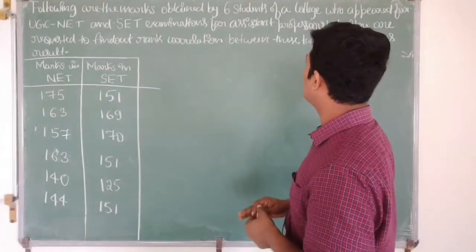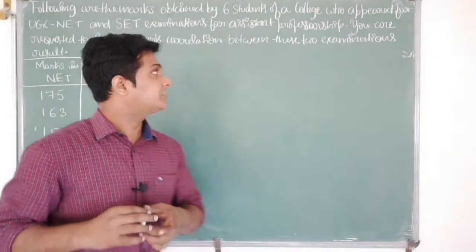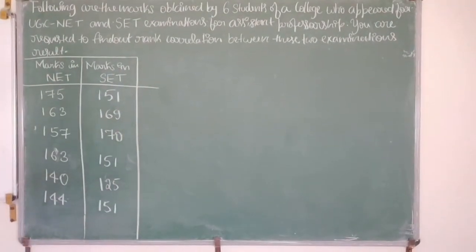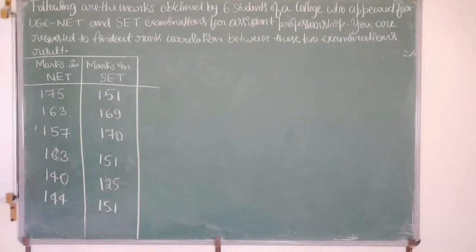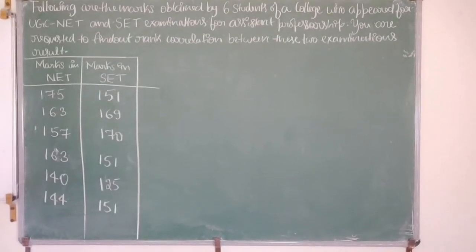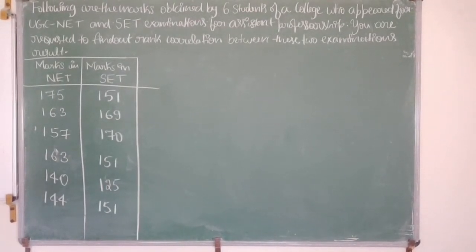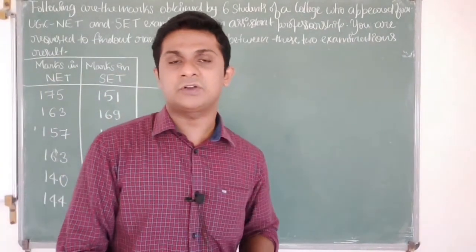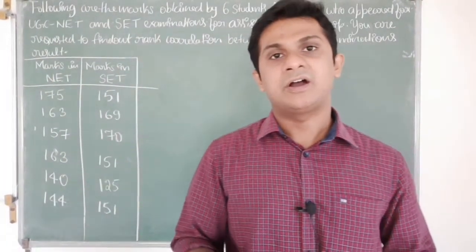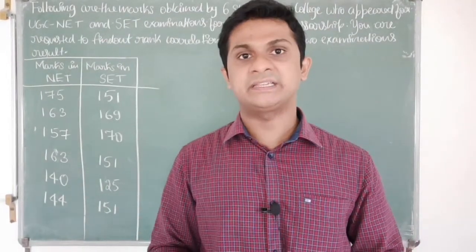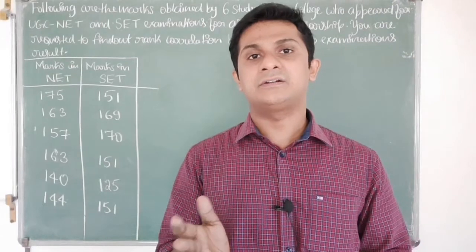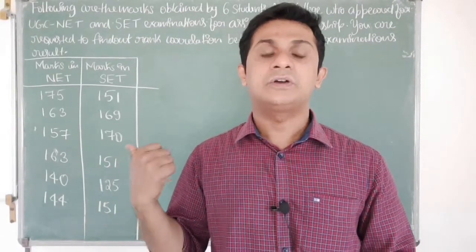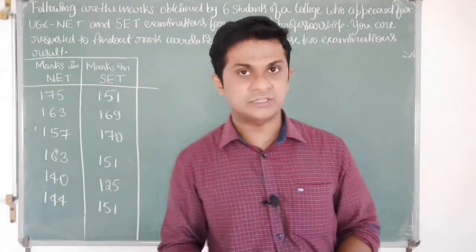Following are the marks obtained by 6 students of a college who appeared for UGC NET and state entrance test, that is SET examination for assistant professorship. You are requested to find out rank correlation between these two examinations result. So 6 students of a college have appeared for UGC NET and state SET examination, and now we want to find the rank correlation for the rankings of these two examinations results. So let us do that.